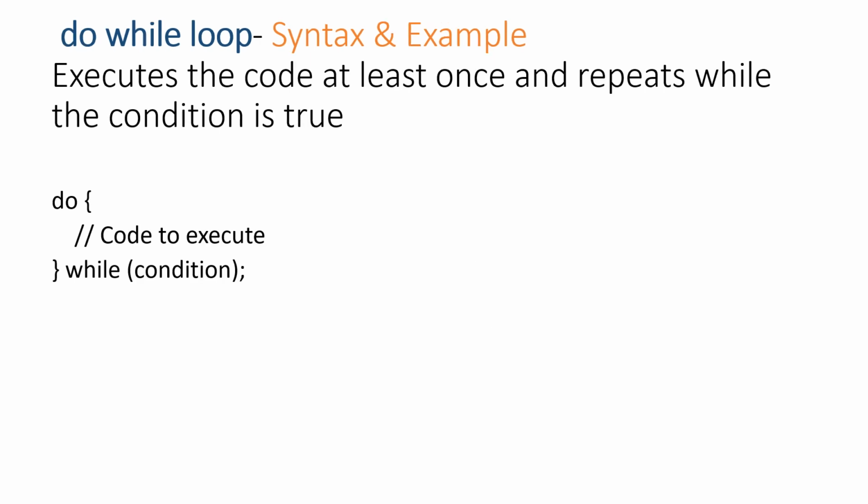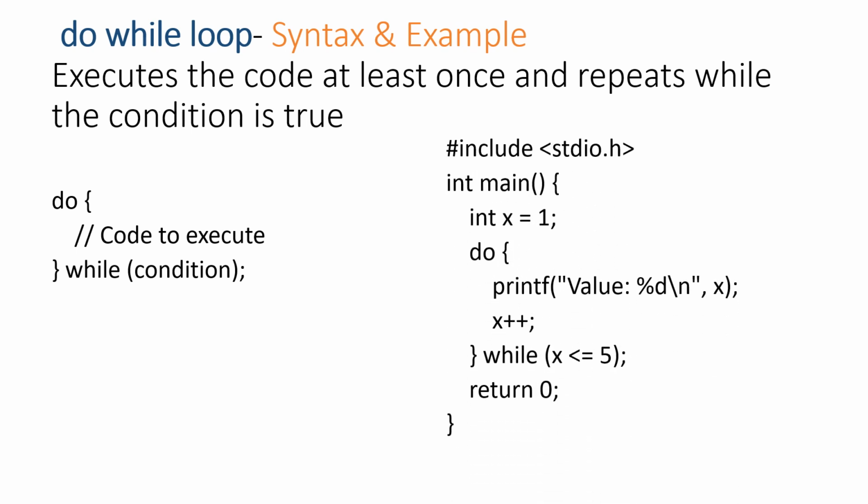And coming to the do while loop, it executes the code at least once and repeats while the condition is true. You can see the syntax of this do while loop: do, then the code to execute, and then it goes for the condition checking. While the condition is true, again it will continue the sequence.